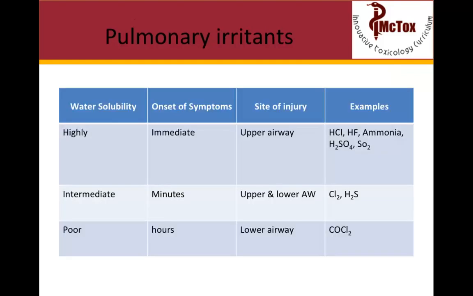Irritants are further subclassified into another three categories based on their water solubility, which reflects how fast they will work. For example, highly water-soluble gases act immediately and cause injury to the upper airway. Examples of these are hydrochloric acid and ammonia gas. On the other hand, gases that have poor water solubility have a chance to make their way into the lower airways before exerting their effects.